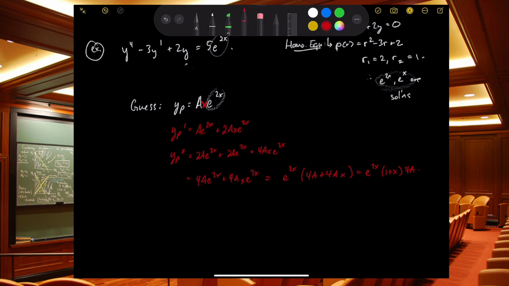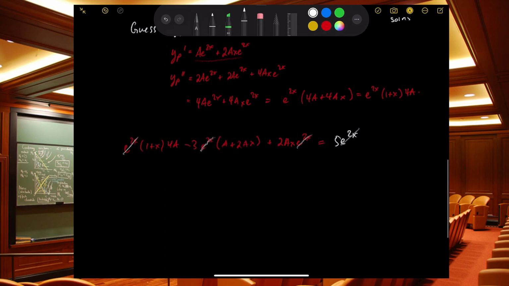we'll get y double prime, so that's e to the 2x, 1 plus x times 4a, minus 3 times y prime, which was a. Pull out the e to the 2x, and then we're just left with a plus 2ax, and then plus 2y, and 2y is 2ax e to the 2x. This all equals 5e to the 2x. So obviously the e to the 2x's cancel everywhere.